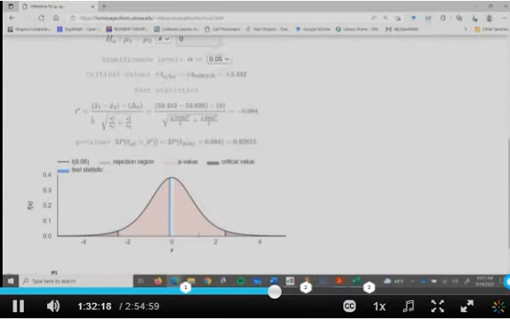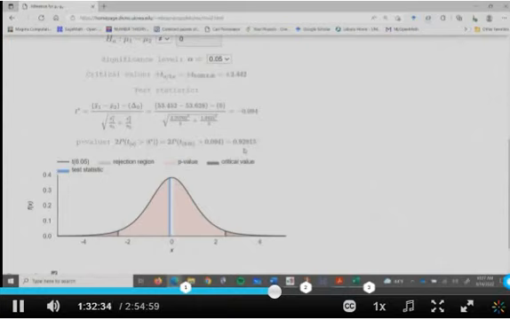So when I run this, my test statistic is negative 0.094, and that is not large enough for me to reject the null hypothesis, and I can see that clearly when I look at the p-value. My p-value here is 0.928.